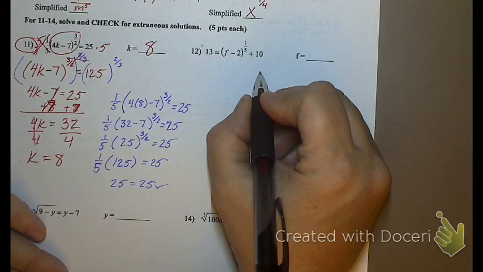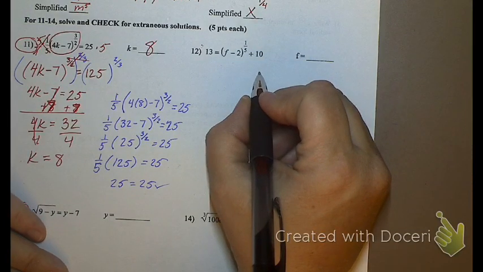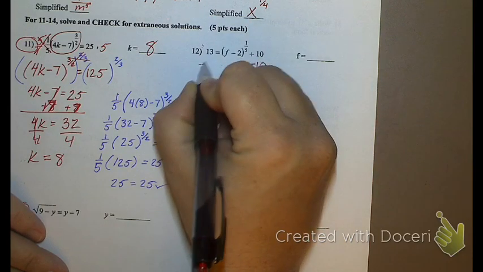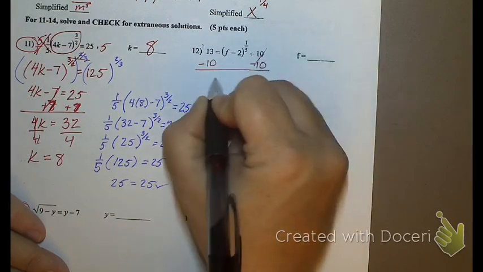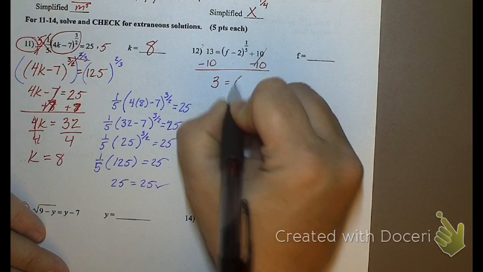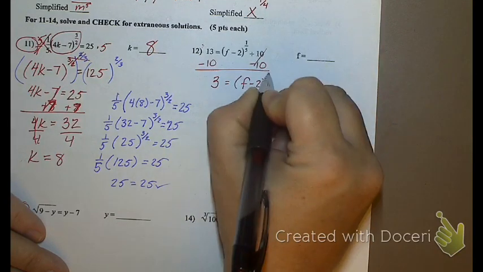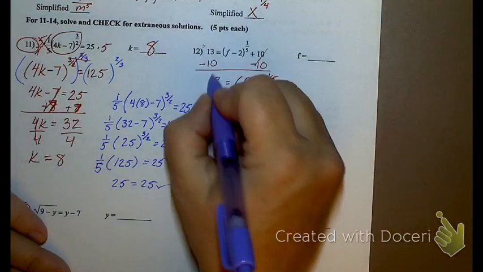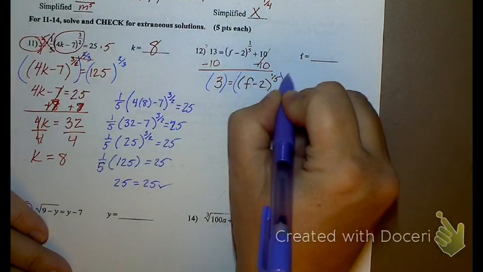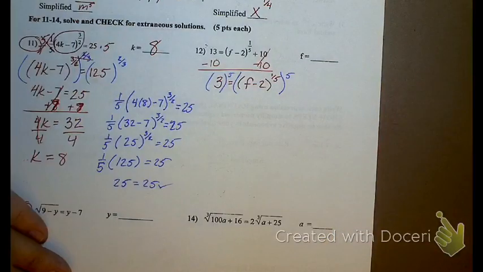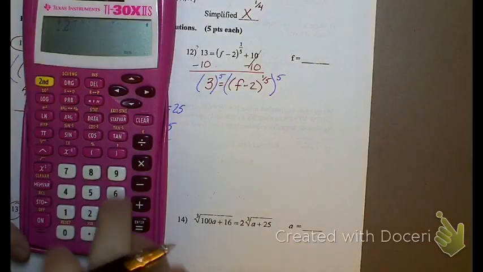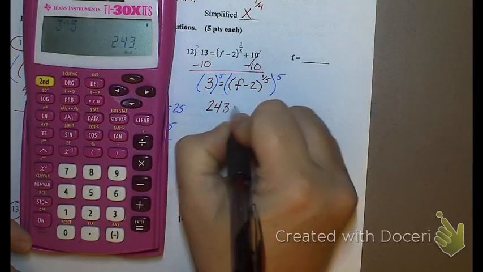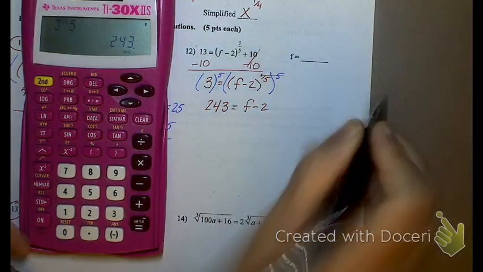We do not need to check our answer here, but what do I need to do first? Subtract 10. So that gives me 3 equals f minus 2 to the 1/5. Now what do I do? Raise both sides to the 5th power. What is 3 to the 5th? 243 equals f minus 2 and no more exponent, right?